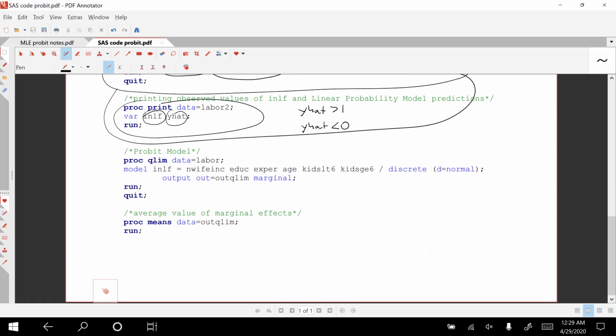So how do we go about estimating this? It's already coded. There is the QLim procedure, for qualitative limited variables, in SAS. The way that we write the model is the same as before. Here we have to specify discrete, and we write normal for the Probit model. We're also requesting the output to have the marginal effects, and I'll talk about that in a second, but I just want to be complete. The file where that's going to be saved is called outqlim, and this outqlim is going to include the original data plus these marginal effects.